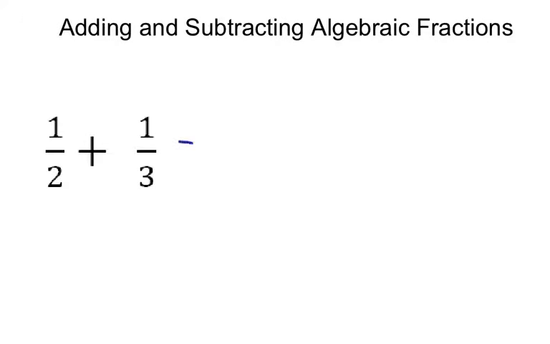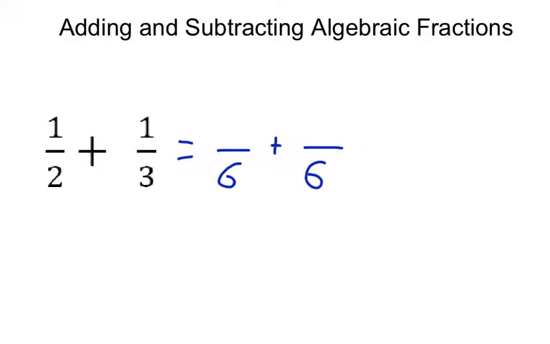And remember, to add these two fractions together we need to find a common denominator. And the common denominator in this case would be 2 times 3, which is 6. Remember, the common denominator is the lowest common multiple of the two denominators.